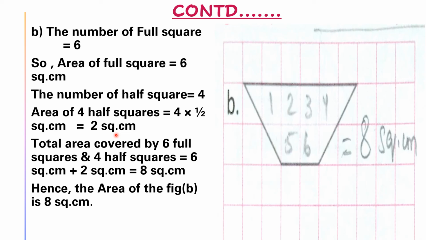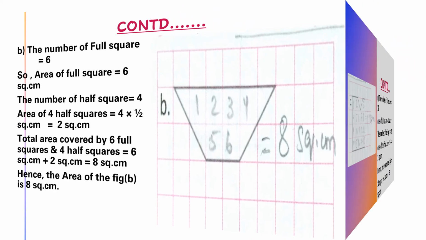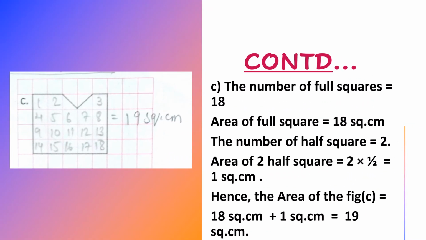Now find the total area covered by 6 full squares and 4 half squares, which gives 6 square cm plus 2 square cm equal to 8 square cm. Hence the area of figure B is 8 square cm. Example C. Find the area of figure C.